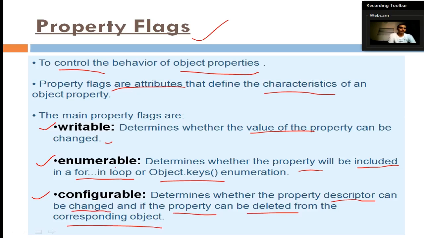Okay, so writable means क्या हम उस property में कुछ edit कर सकते हैं. Enumerable means क्या हम उसे iterate करा सकते हैं loops में. Okay, and configurable means क्या हम उस property को delete कर सकते हैं या नहीं कर सकते हैं.